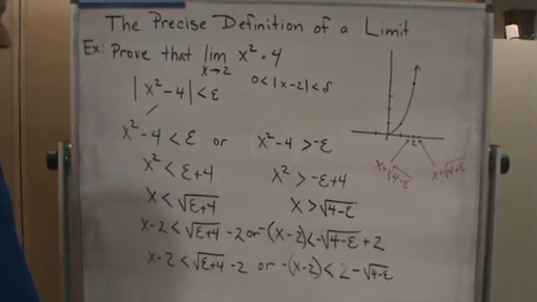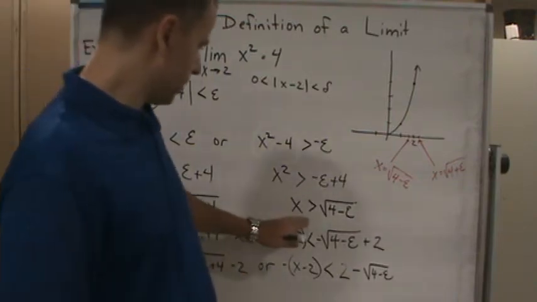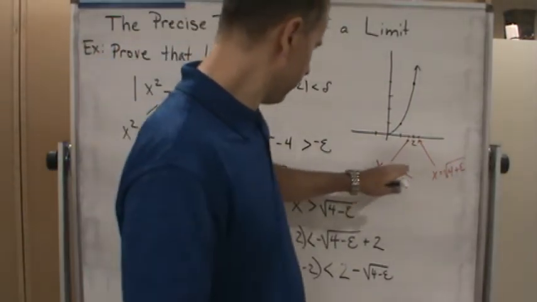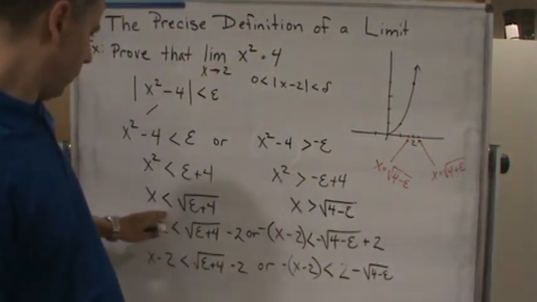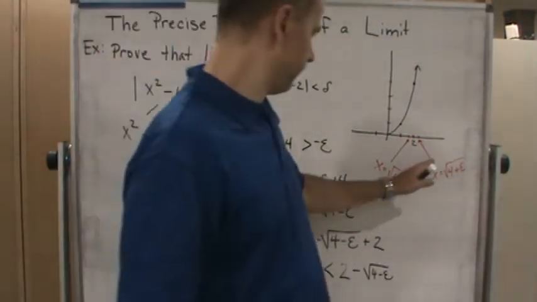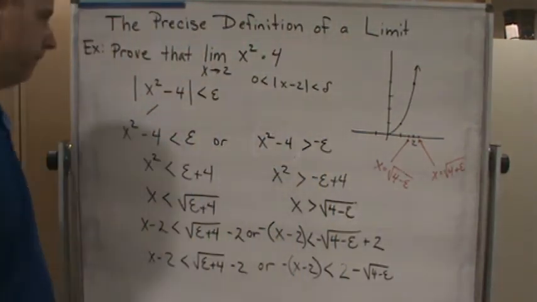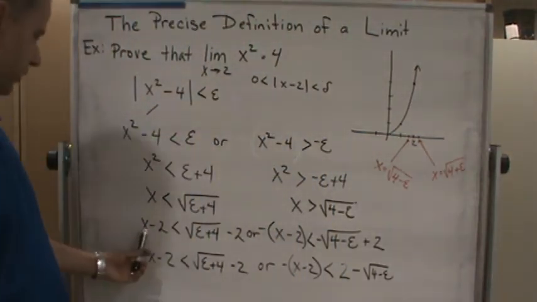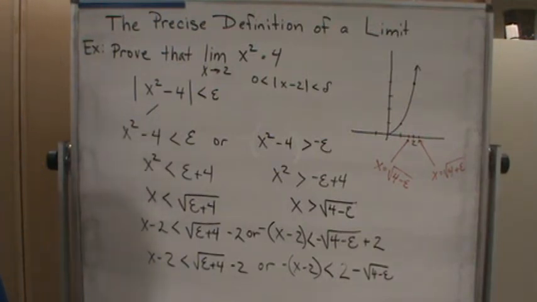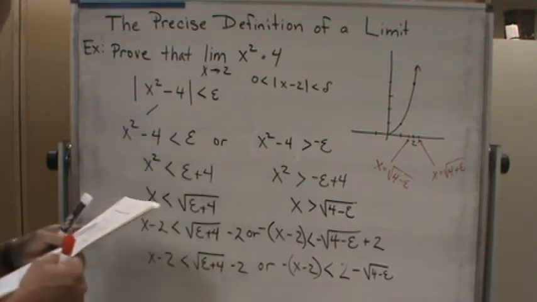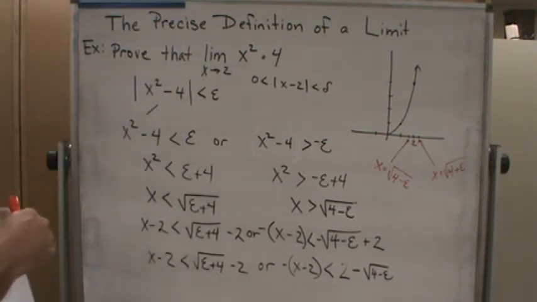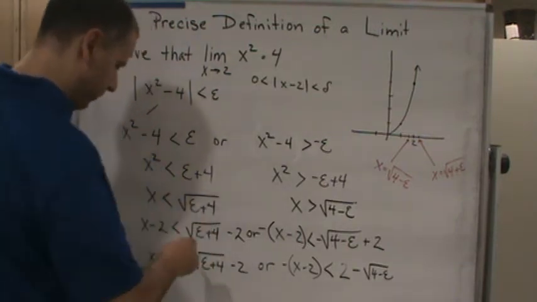So x is greater than this, and less than this one. And so I subtracted 2. Why? Because I wanted to get the delta. But now I've got two expressions for delta. Two possible expressions for delta, because these are not the same.